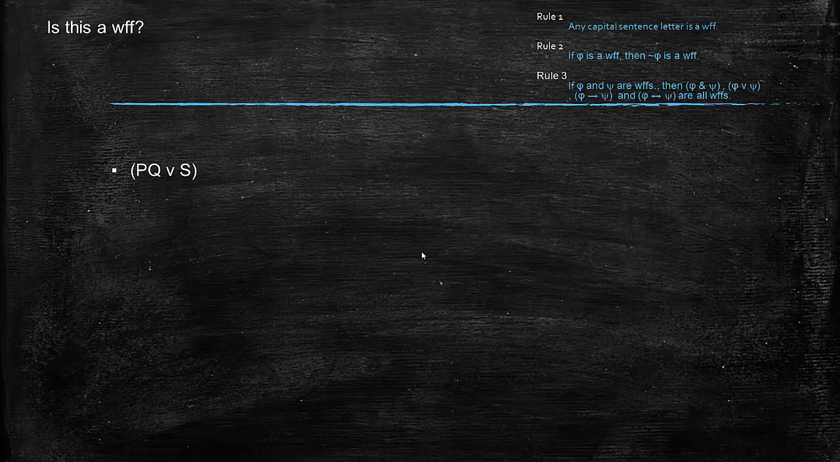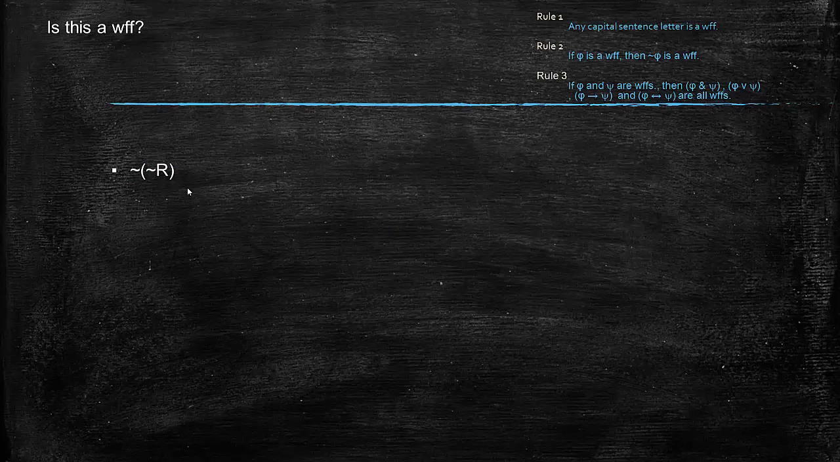Is this a woof? Well, P is a woof. Q is a woof, right? But is there any way to put P and Q just together like this? No, no rule allows us to do this. So simply setting 2 sentence letters together is not permitted by the rules, so this is not a woof.